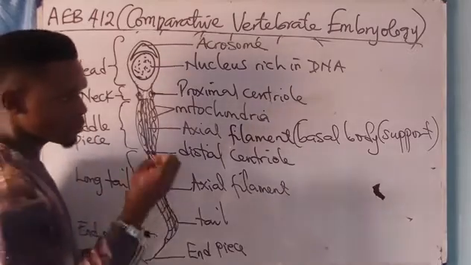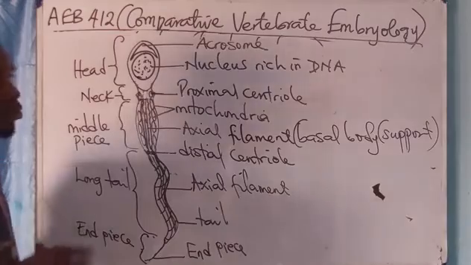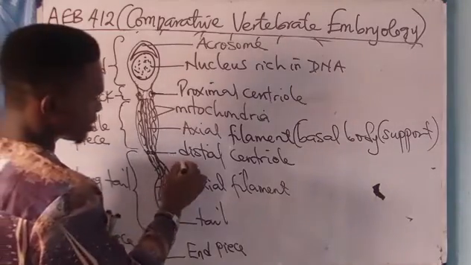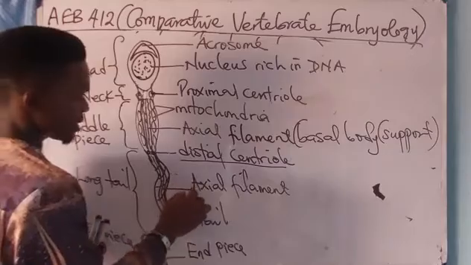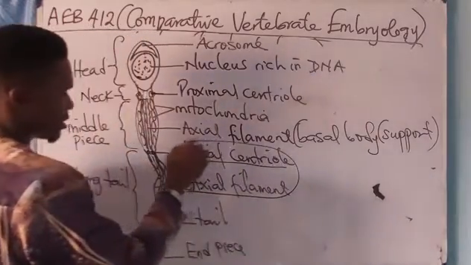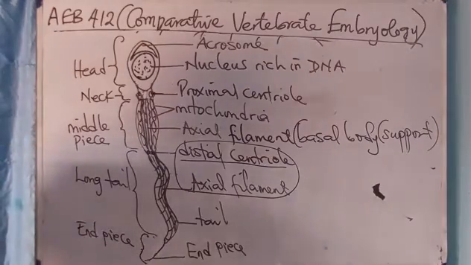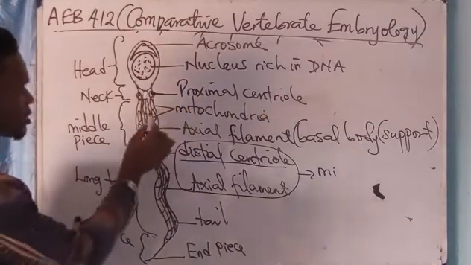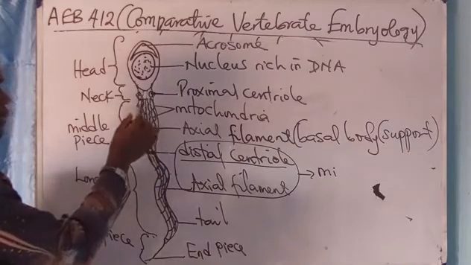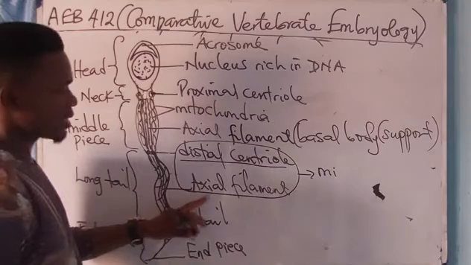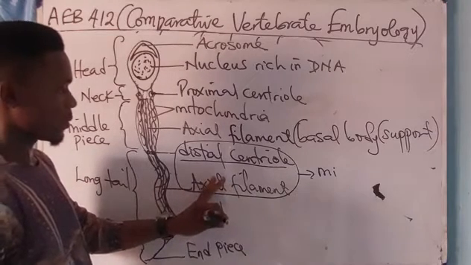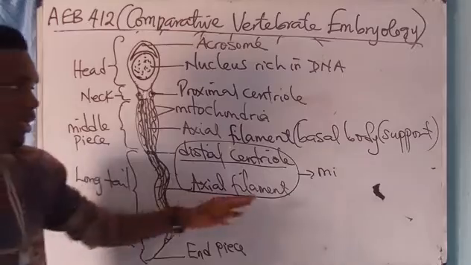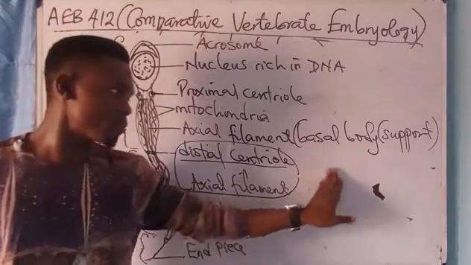Sometimes the sperm may have both cilia and flagella. Cilia and flagella are for locomotion, okay? Now, this distal centriole and the axial filaments are surrounded by the mitochondria. You can see it is this axial filament that runs down. The axial filament and the distal centriole are surrounded by the mitochondria, and the mitochondria could appear in different forms in different animals.